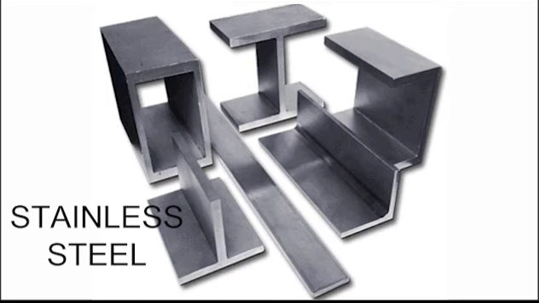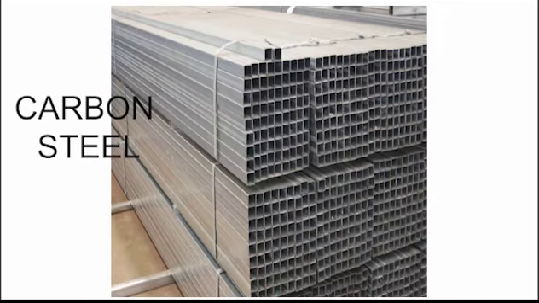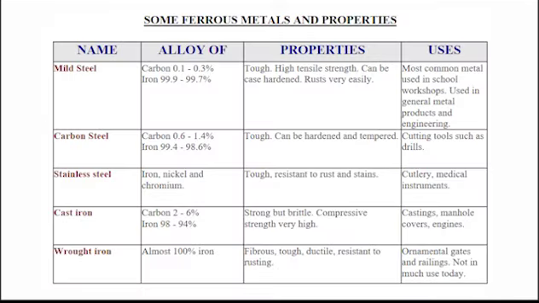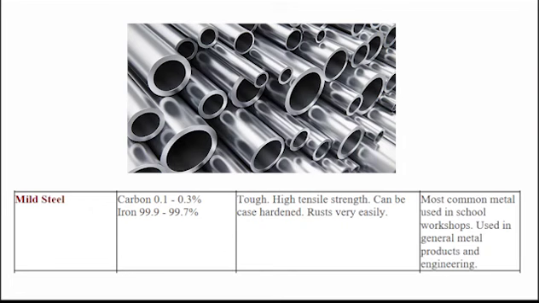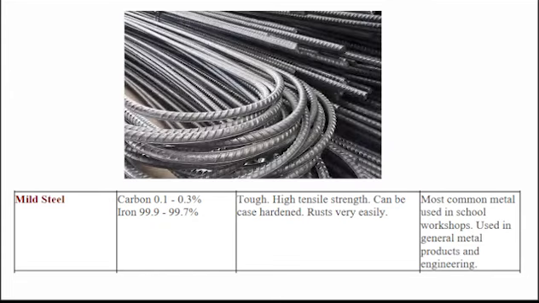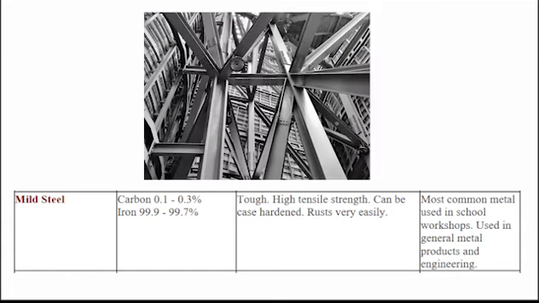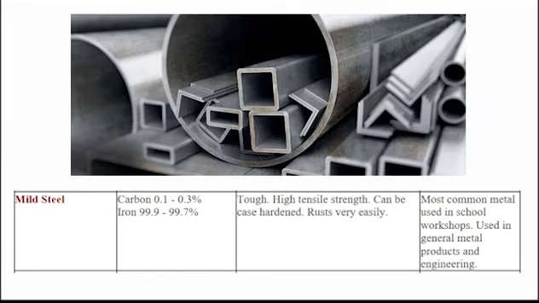First, we are going to look at the properties of popular metals. You may have already used some of the metals we are going to study. Ferrous metals. Mild steel is a common metal used in schools and in industry. It has a carbon content of 0.1 to 0.3% and an iron content of 99.9 to 99.7%. It is tough and has a high tensile strength, which means it can withstand forces acting against it.